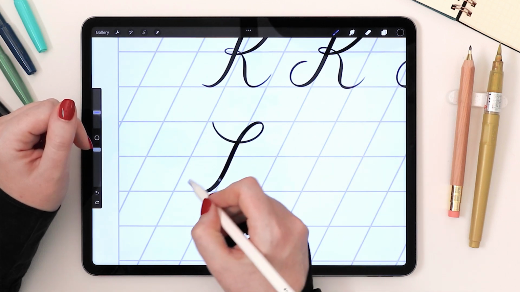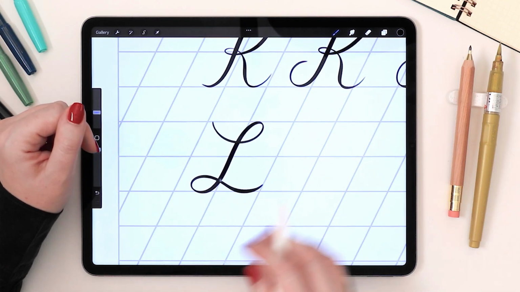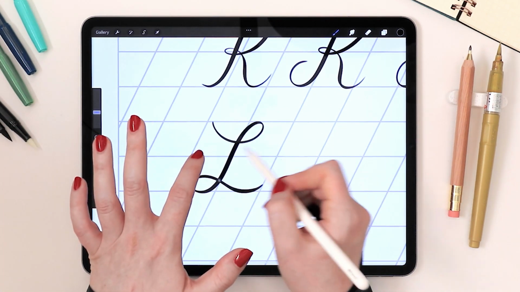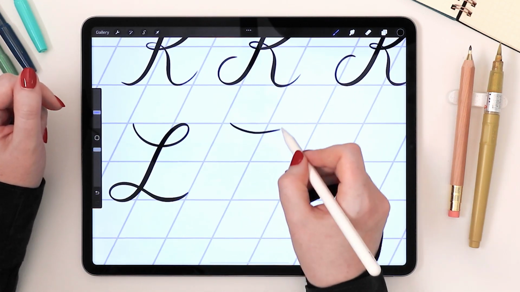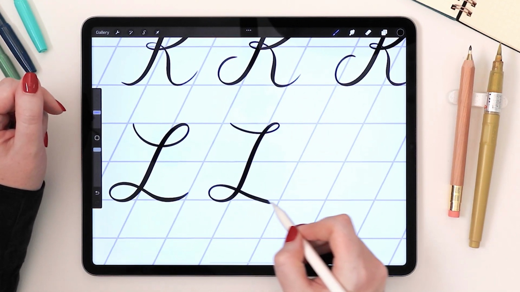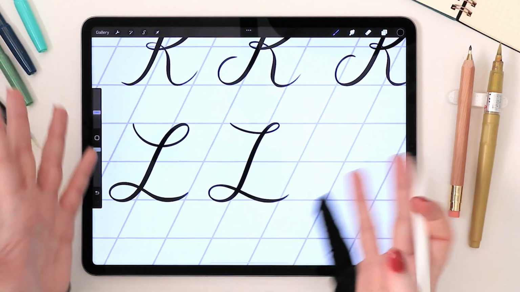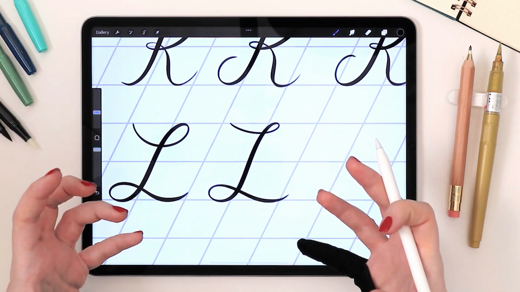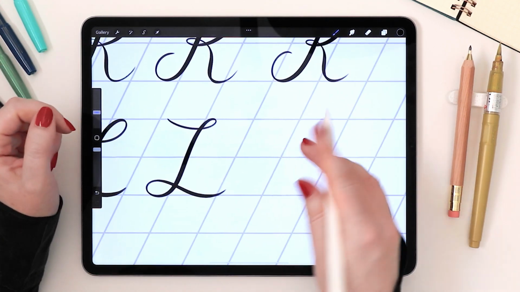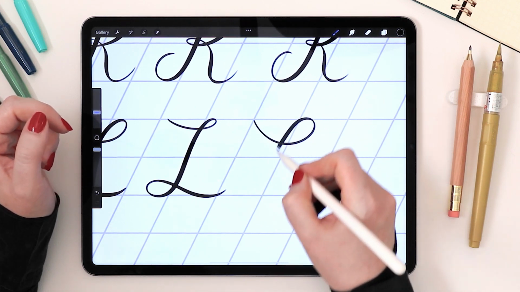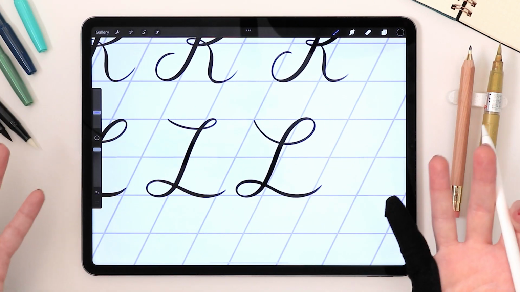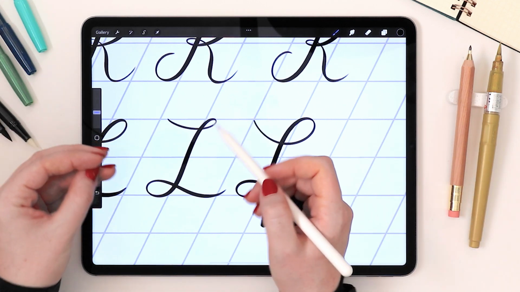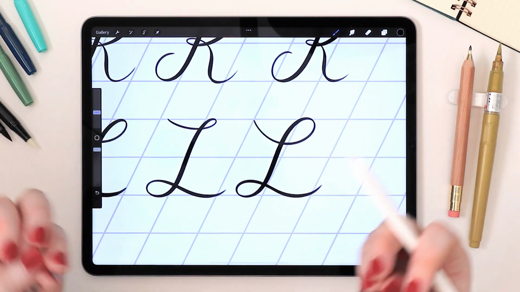L is a nice, fun, loopy one that you can have a lot of fun with. One piece of advice that I always give is not to make this top loop too small. It's a very common mistake that I see, is that people make a very small top loop, and this just doesn't look proportional. One thing I like to tell people is that when you're working with flourished strokes, it's better to make them too big than too small. As soon as it's too big, it looks extremely elegant. As soon as it's too small, it stands out and looks pretty amateur.